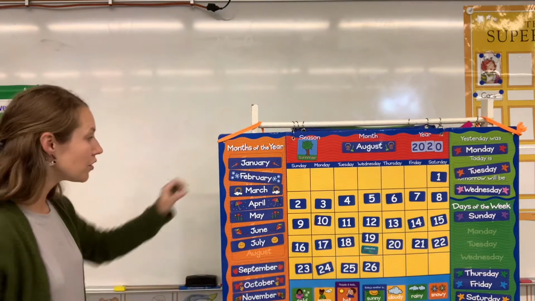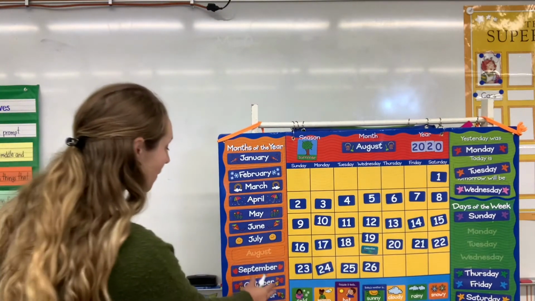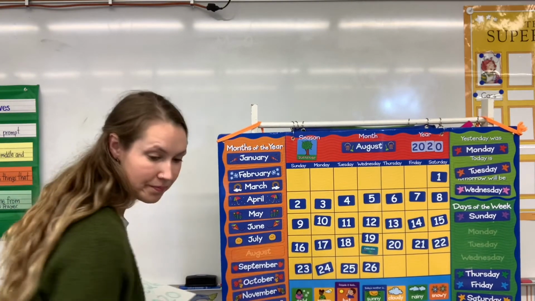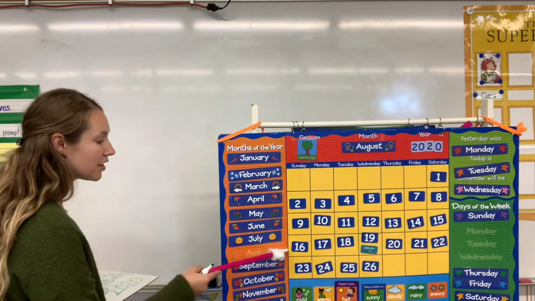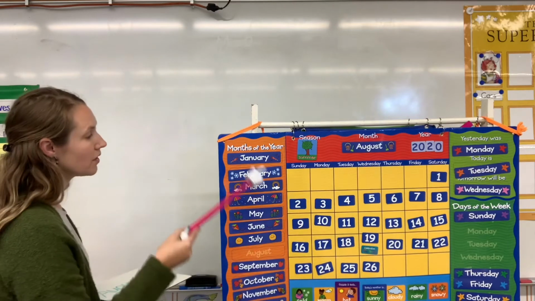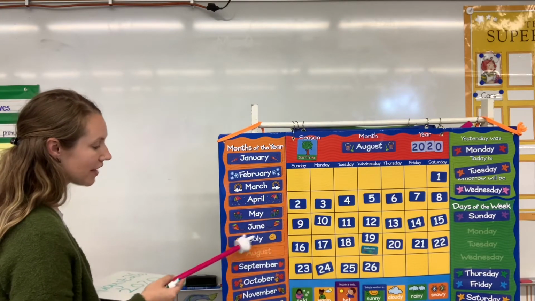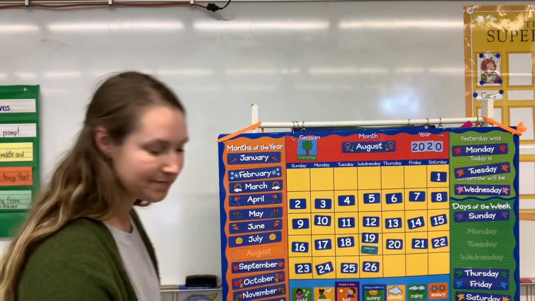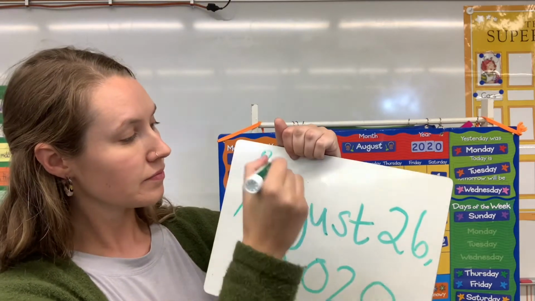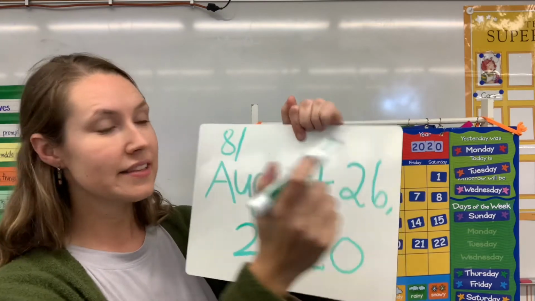Now we can also write it using numbers. Let's count and see what number the month of August is out of all 12 months in the year. We're going to count until we get to this blank space because that's where August is. 1, 2, 3, 4, 5, 6, 7, 8. So that means August is the 8th month, and today is the 26th day.